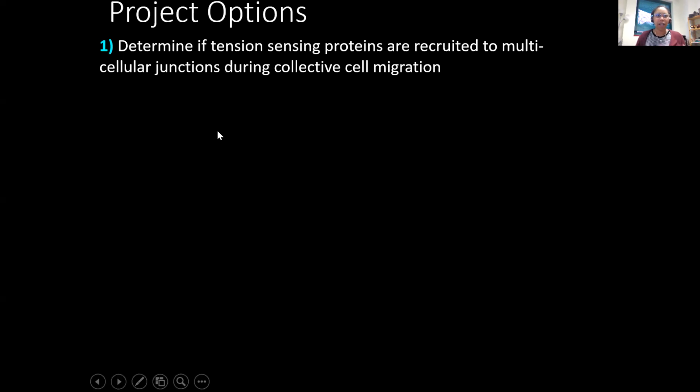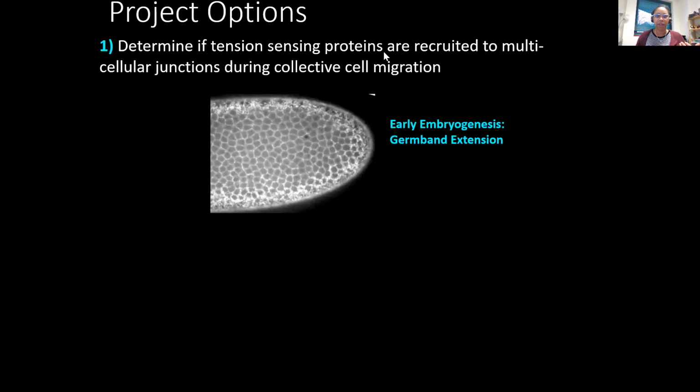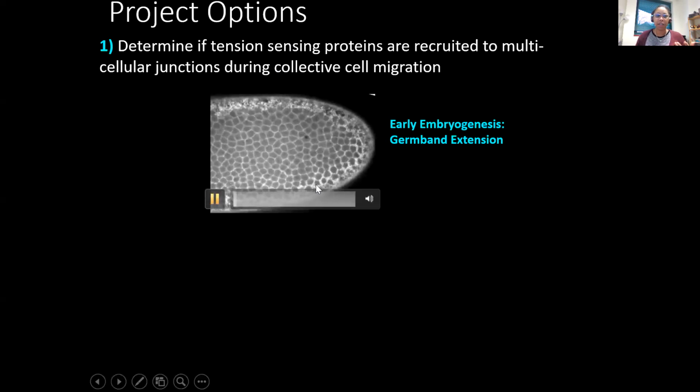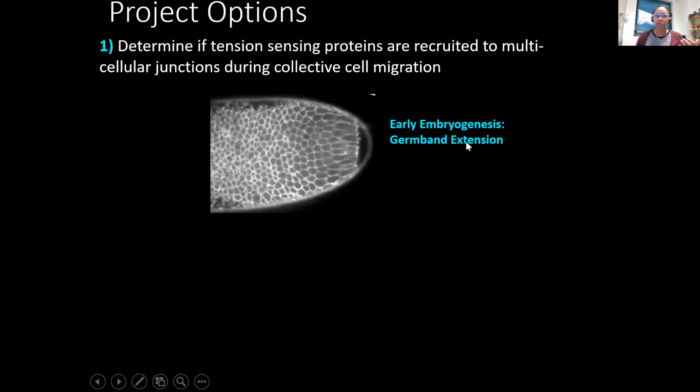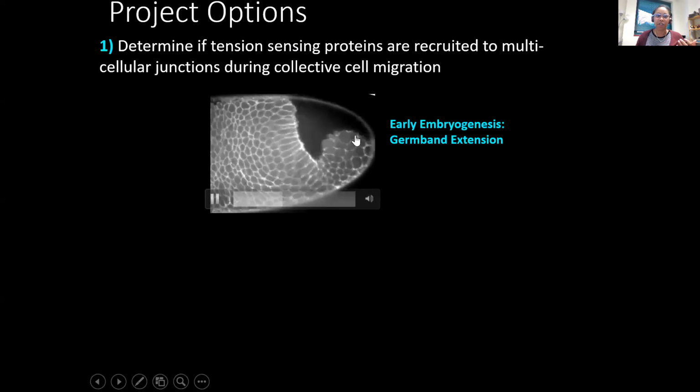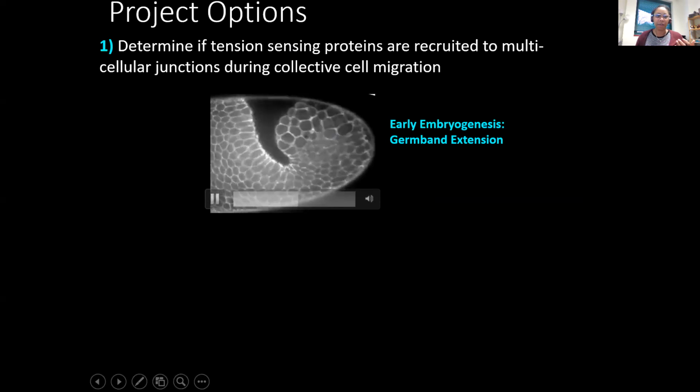One of the project options is to determine if tension sensing proteins are available. Cells have adapted this amazing ability to deal with the tension that I just spoke to you about by making and recruiting tension sensing proteins to areas of high stress. In this project, you would be working on this process in early embryogenesis called germ band extension. This is the same video I showed you earlier, where the germ band extends around.